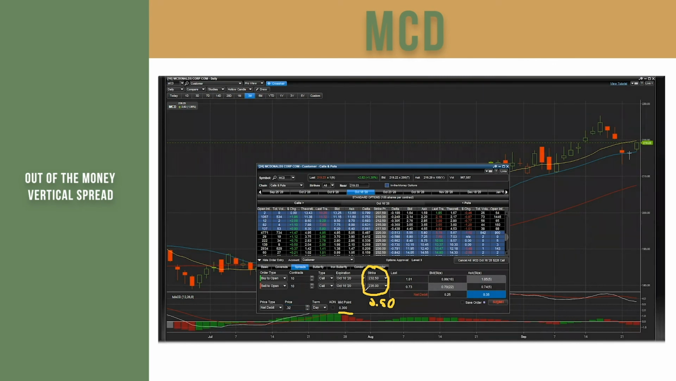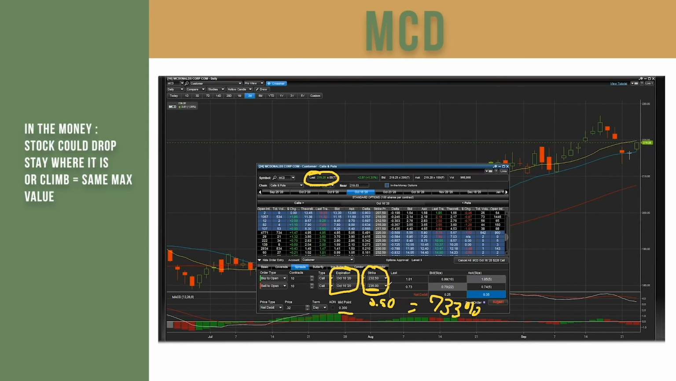So by going with a further out of the money spread for the same expo date, now you need the stock above 235. So it's at about 220 now a share. So if it climbs 15 points from now until the October 16th expo, it's at 30 cents now. So 2.50, divide that by 0.3, that's a 733% return. And that's the difference of going with the out of the money vertical call spread compared to an in the money. If it's in the money, the stock could drop, stay where it's at, or climb, and you're going to make that same max value.